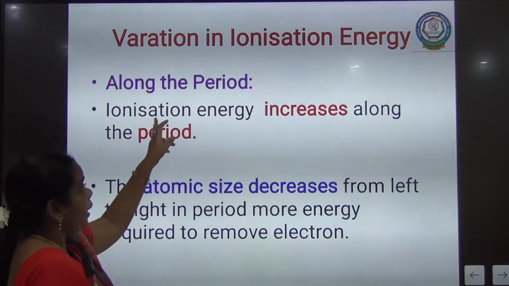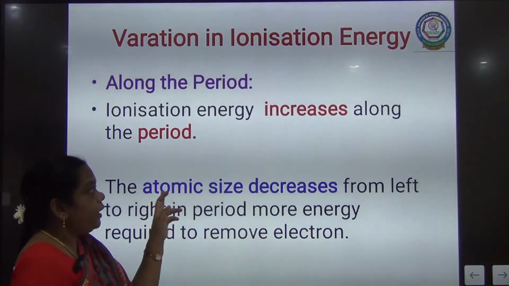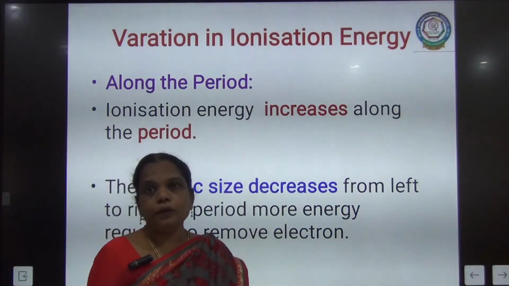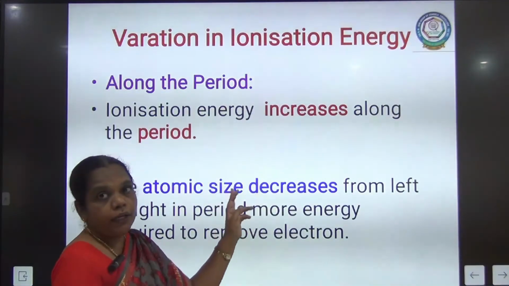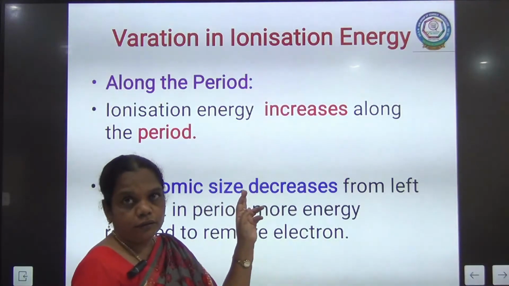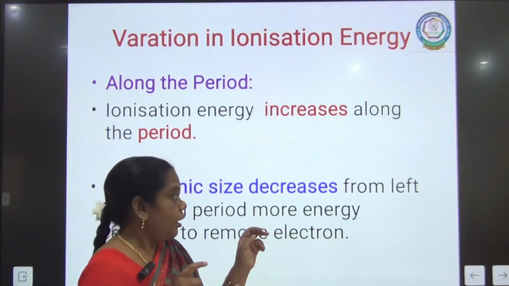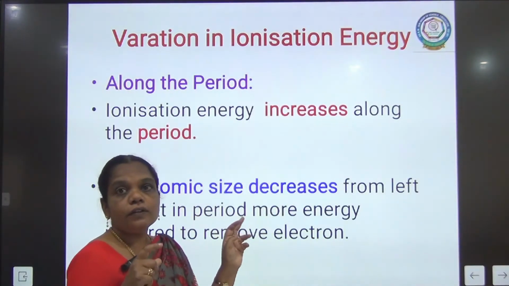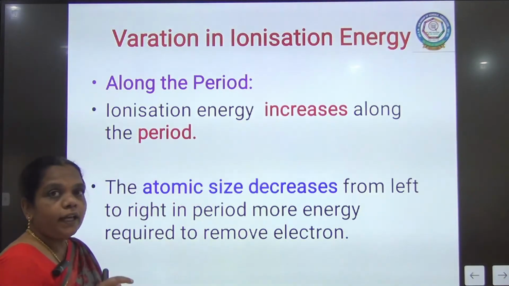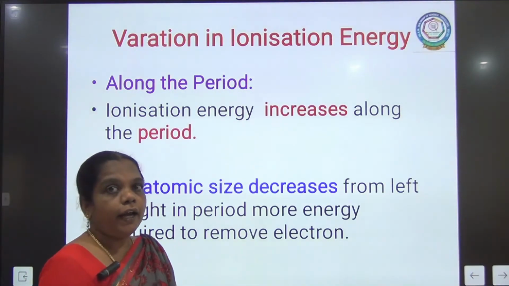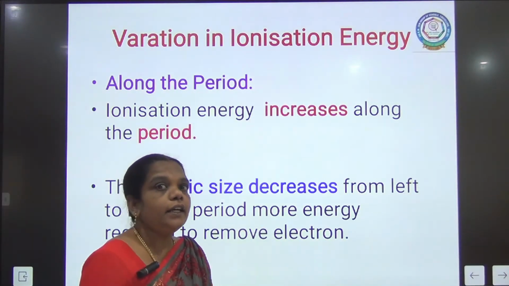Along the period, the ionization energy increases due to the decrease in atomic size. Due to the decrease in atomic size of an atom along the period, even though they are arranged in increasing order of atomic number, the size decreases because all the valence electrons enter into the same energy level. Now we will see why there is a decrease in the size of an atom. Due to the decrease in size of an atom, the ionization energy is increasing.